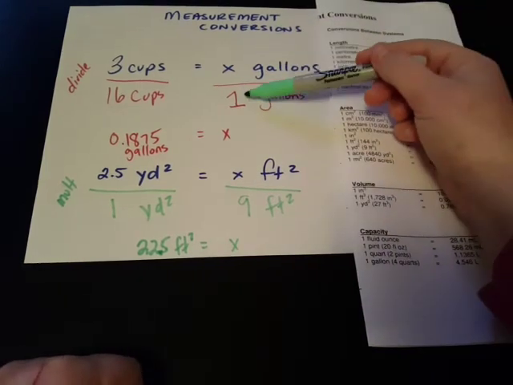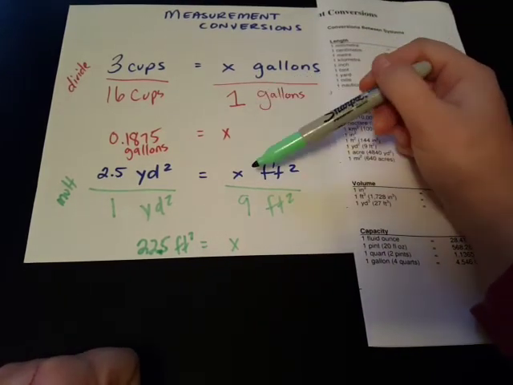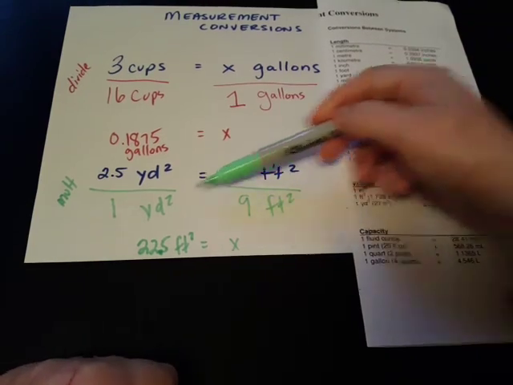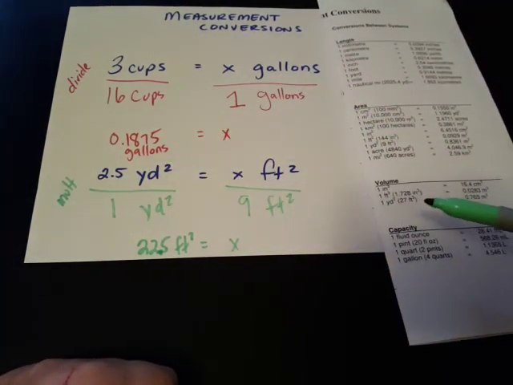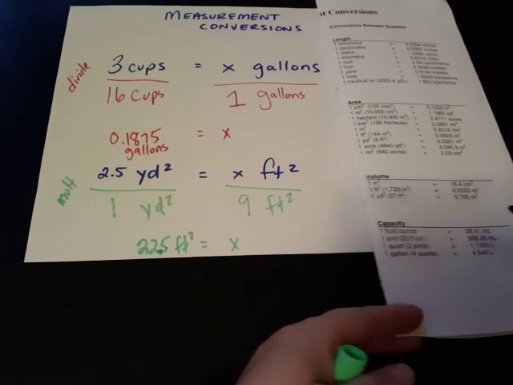So when x is over 1, then we're going to divide. When x is over a number, or basically when you can cross multiply x with a 1, then it's a multiply situation.